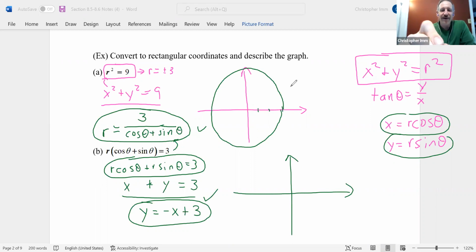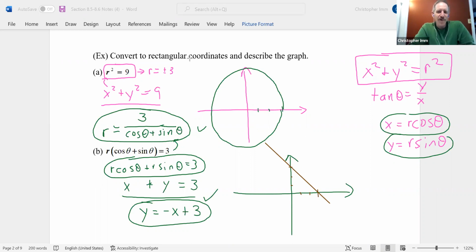So if I was to plot this, Grace, you're absolutely right. I would go up 3 and have my y-intercept there at (0, 3), and then I would have a line with a slope of negative 1. That's it. Very good.